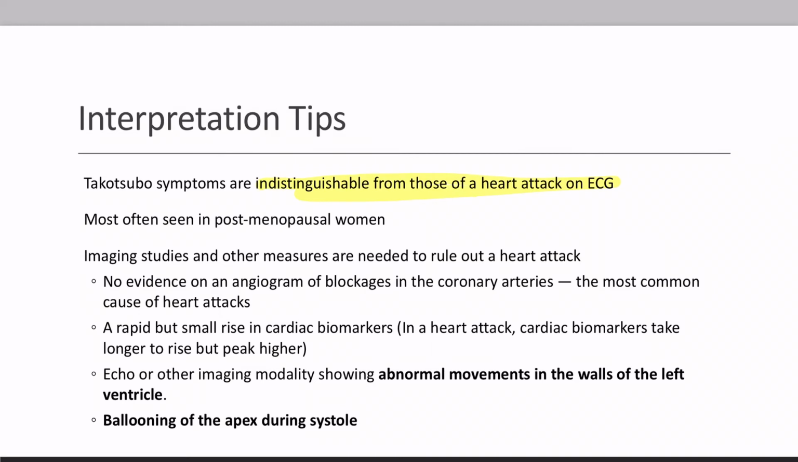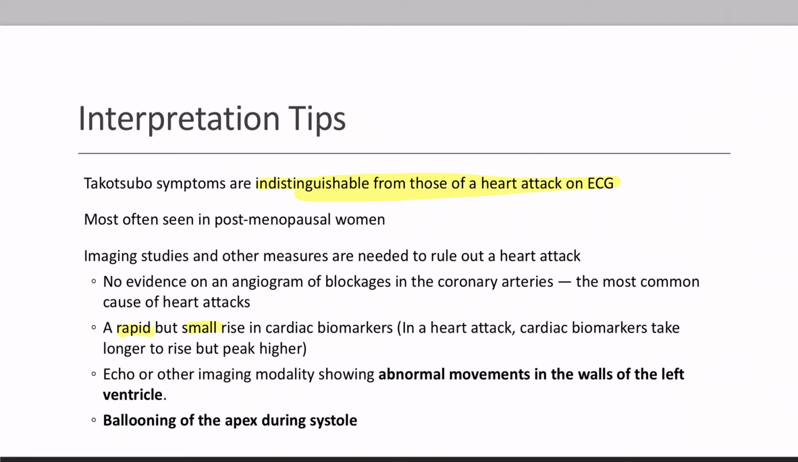This is often a cause of an actual heart attack. You will see a rapid but small rise in the cardiac biomarkers. However, in a heart attack, you'd see the biomarkers also rise, but it takes much longer and it rises to a higher peak. So that's another difference of telling between the two diagnoses.